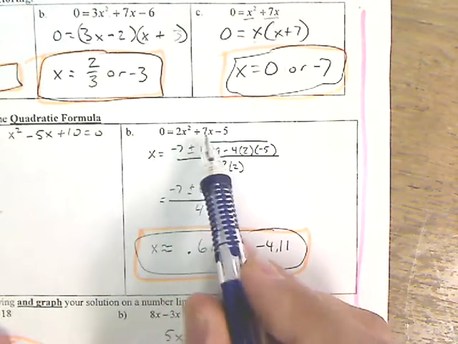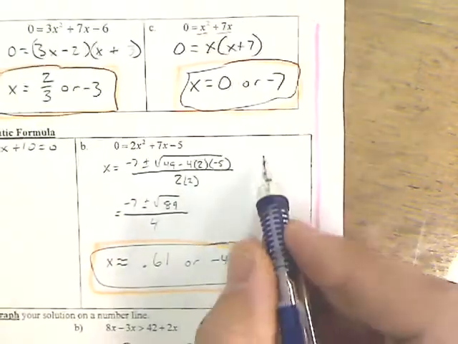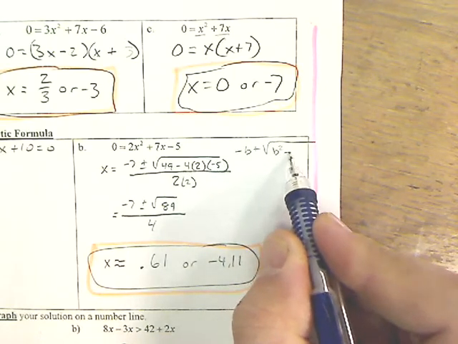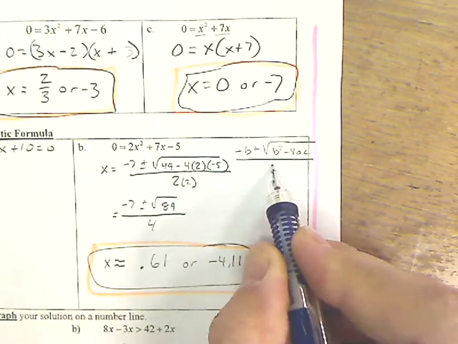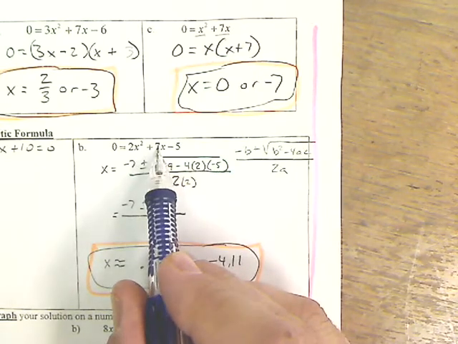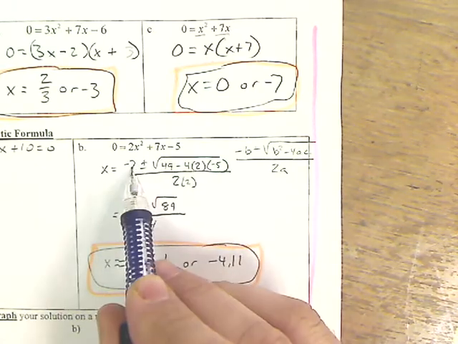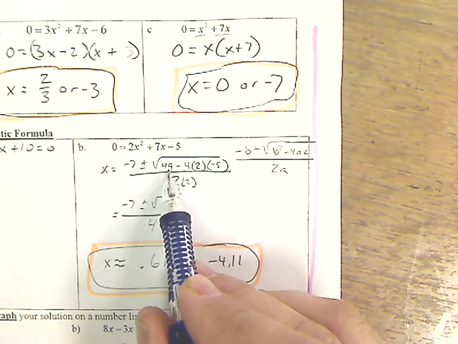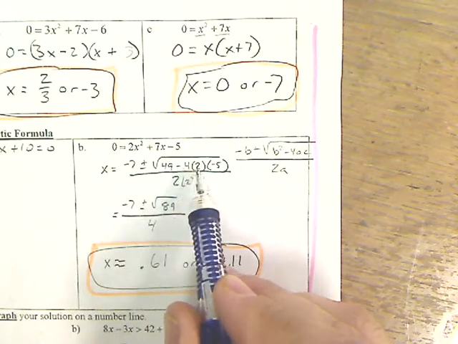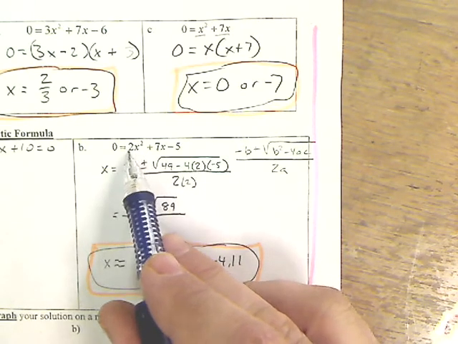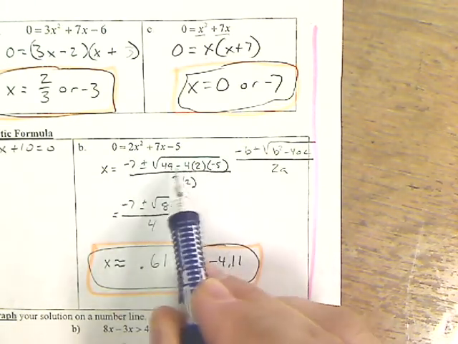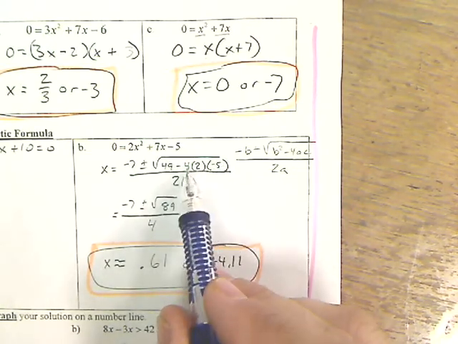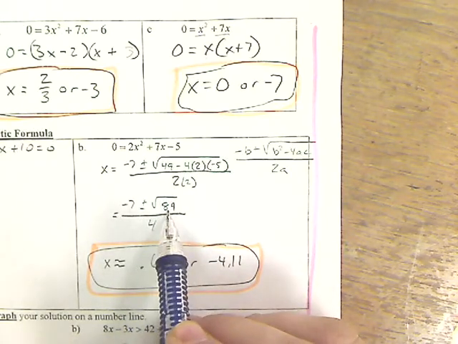This one, here's my a value, my b value, my c value. So it's negative b plus or minus the square root of b squared minus 4ac all over 2a. So 7 gets plugged in for the b, and that's how I get the negative 7. 7 squared is the b squared, minus 4ac. So that negative times that negative makes it a positive. 40 plus 49 gives me the 89.